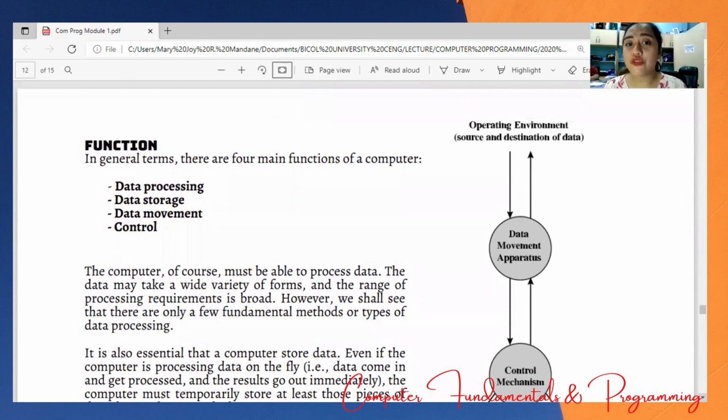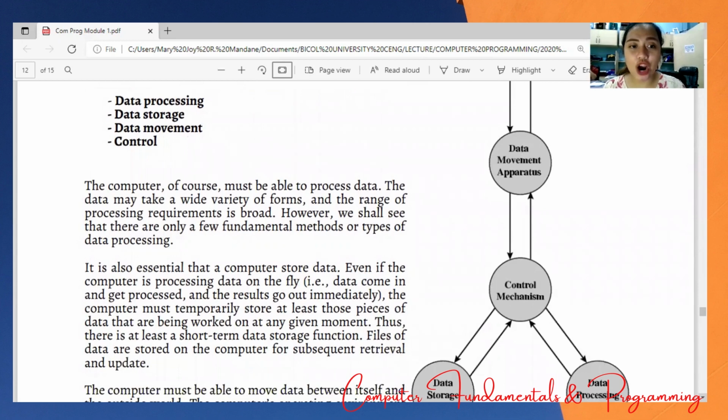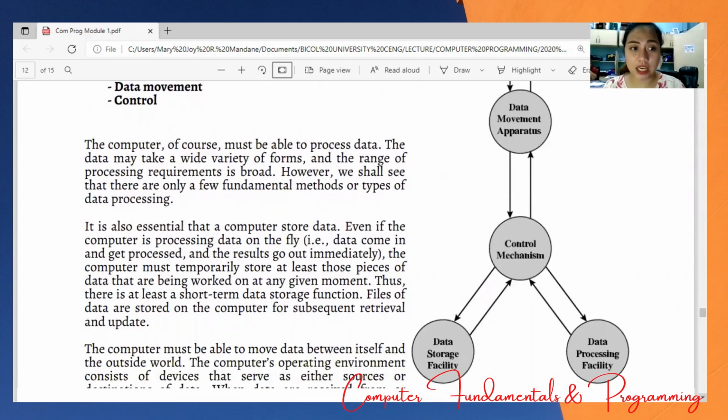In general terms, there are four main functions of the computer. First is the data processing, data storage, data movement, and the control. So the computer, of course, must be able to process data. The data may take a wide variety of forms, and the range of processing requirements is broad. However, we shall see that there are only a few fundamental methods or types of data processing.